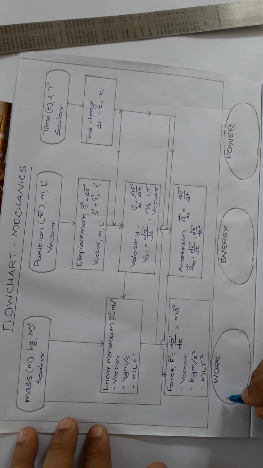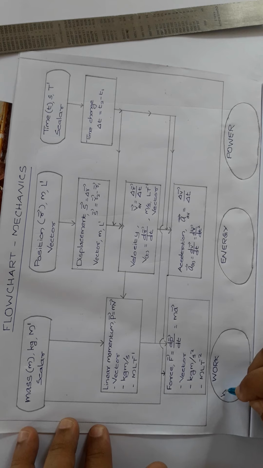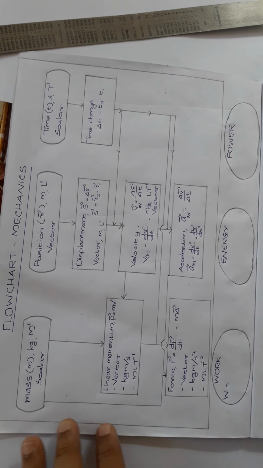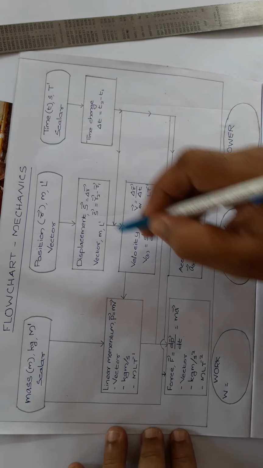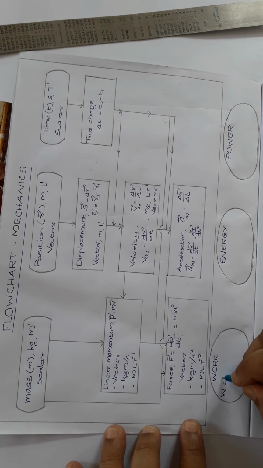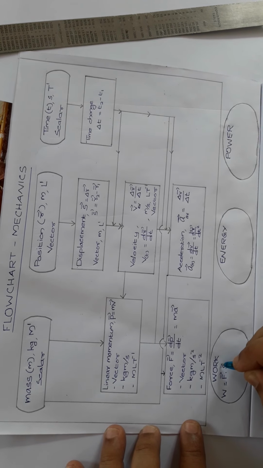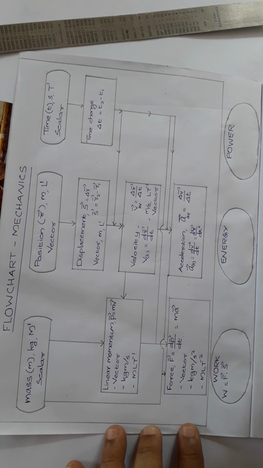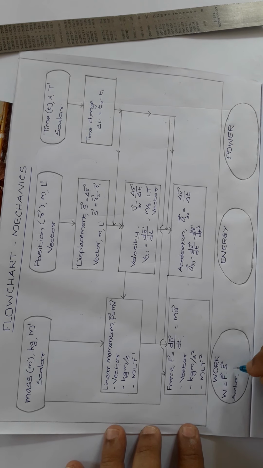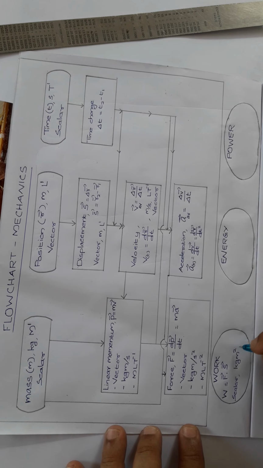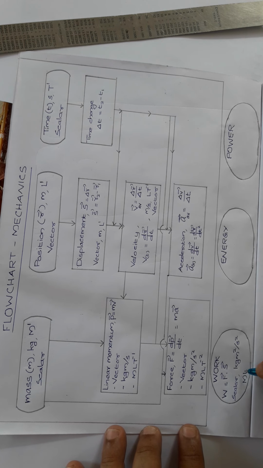So the work done, we will represent it as capital W. That is nothing but the product of force and displacement. Force and displacement, F dot S. The details we will learn when we are discussing the unit work, energy and power. From this I can say it's a scalar. Unit is kilogram meter square per second square, and the dimension is ML square T raised to minus 2.